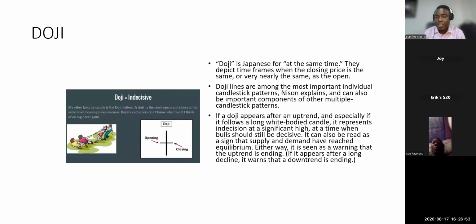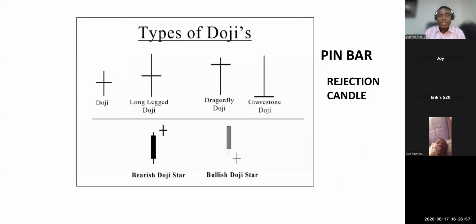Then we have the doji. Now the doji is an indecision candlestick. It's a candlestick formed with a long upper shadow, long lower shadow, and a very tiny body. Or a small upper shadow, long lower shadow, tiny body.